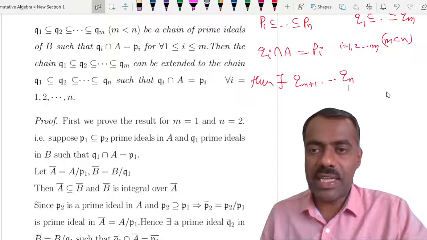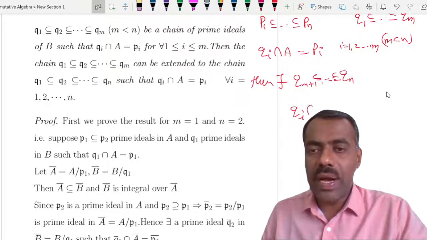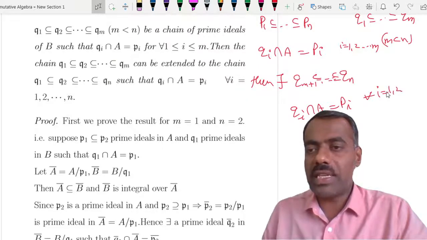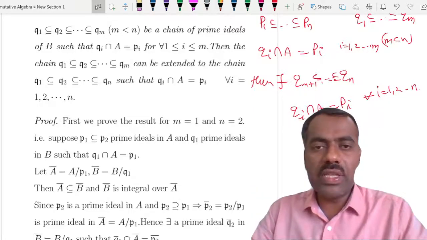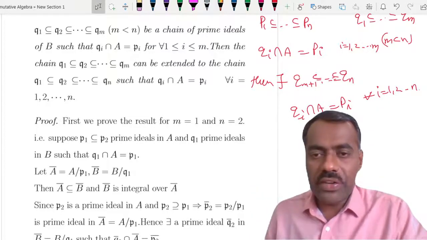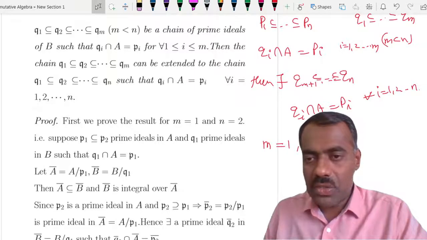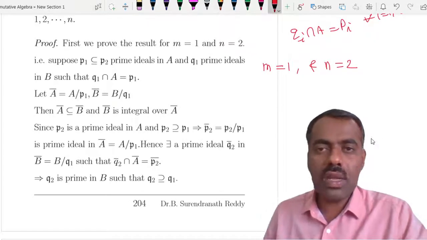For that chain you can write here, such that Qi intersection A is Pi for all i from 1 to n. So how we do this is just like a type of induction. We take m as 1, and of course m should be strictly less than n, so we take n as 2. What is the meaning of that? We'll write that first here.